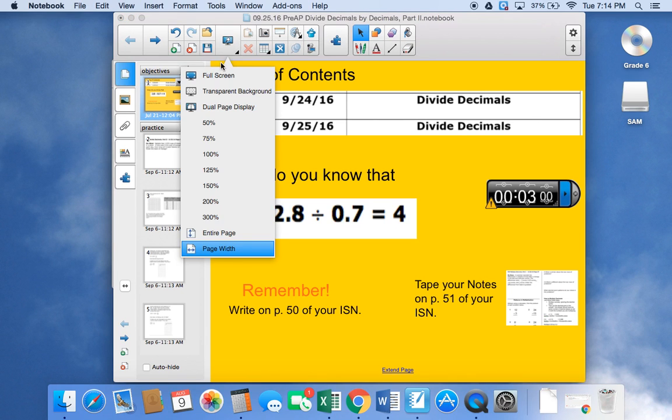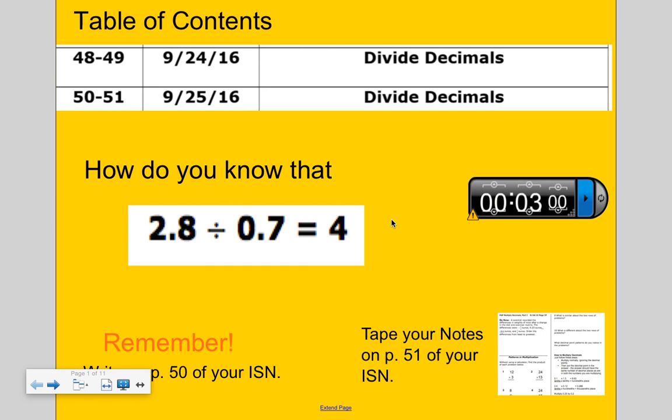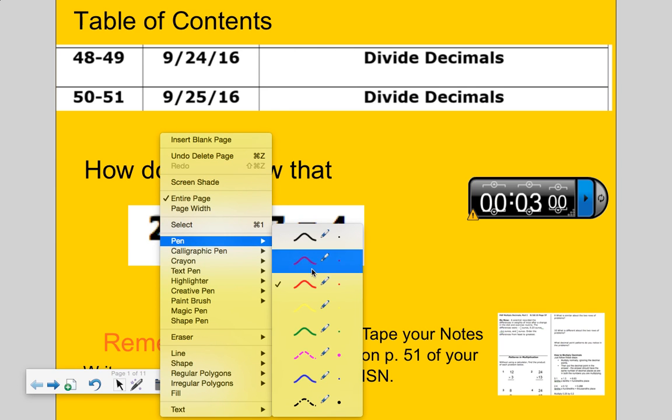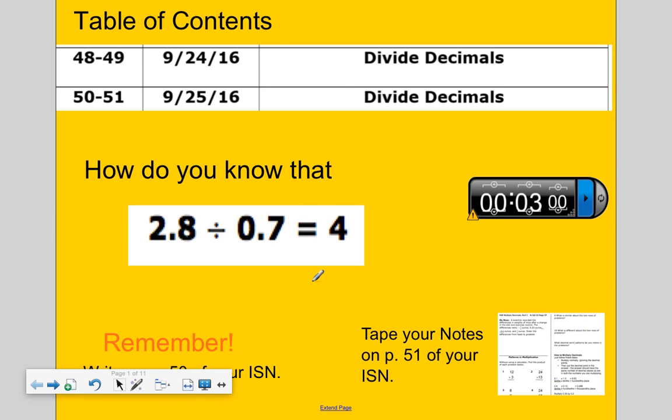This lesson is over dividing decimals part 2. So in our question for today, it says, how do you know that 2 and 8/10 divided by 7/10 will equal 4? How do you know that 4 groups of 7/10 go into 2 and 8/10? You can add 7/10, 4 groups, 7/10 plus 7/10 plus 7/10 plus 7/10, and get 2 and 8/10. But mathematically, let's show why.